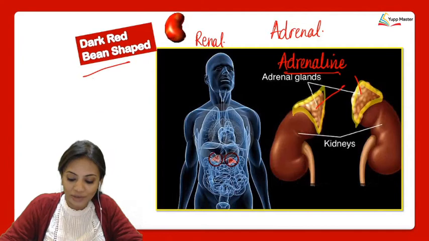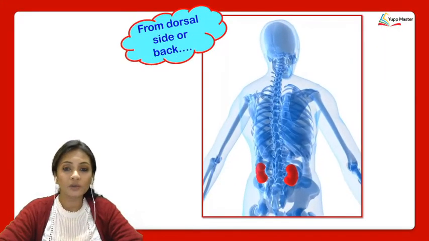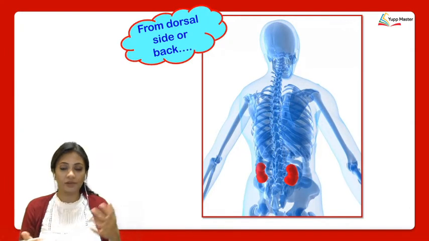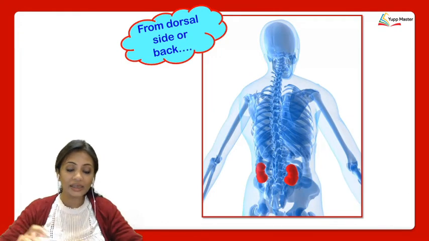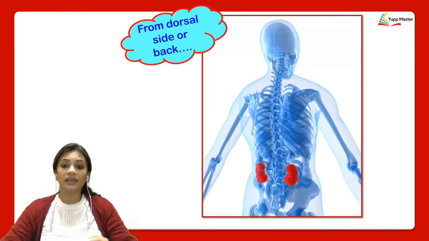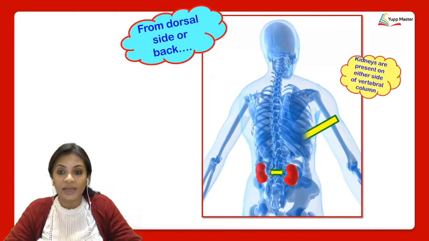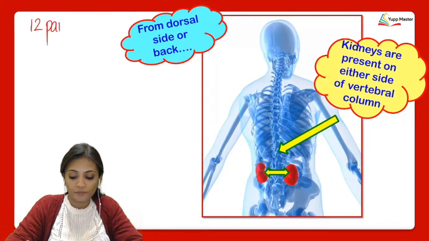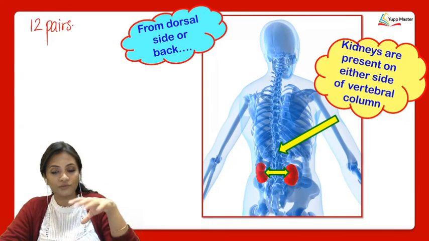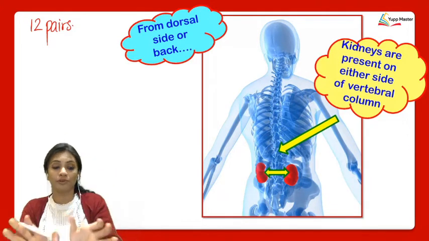Let's bring our focus back to our kidneys. These are dark red and bean shaped organs. When we see it from the dorsal side, remember dorsal always means back side, viewing the kidneys from the back, we see that the kidneys are actually protected. And how is the kidney protected? With the help of ribs. Now, you know how many ribs there are? There are 12 pairs of ribs. Out of the 12 pairs, the 11th and the 12th ribs are the ones which are protecting the kidneys.